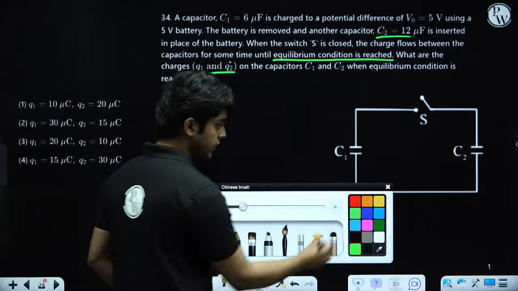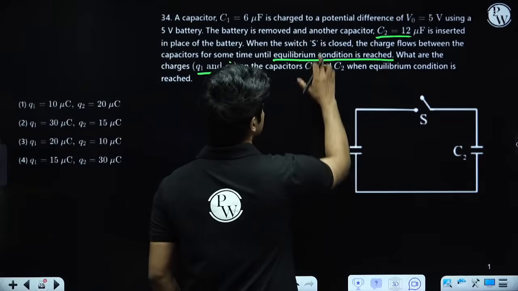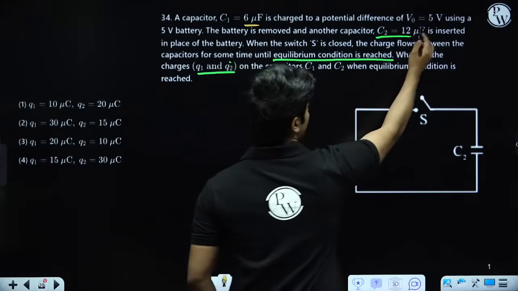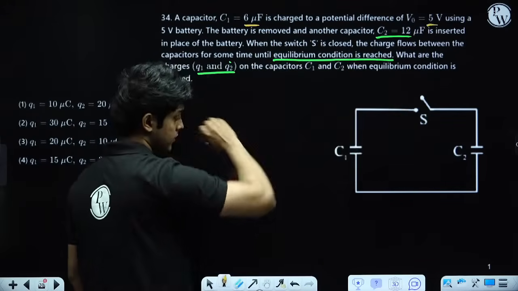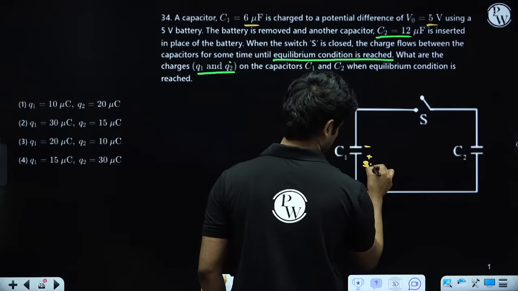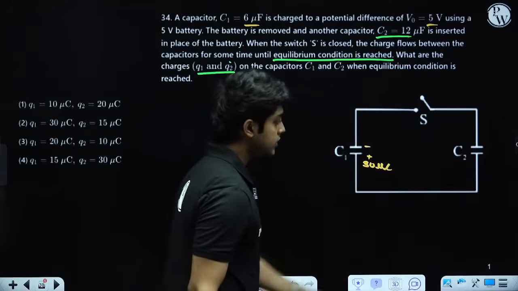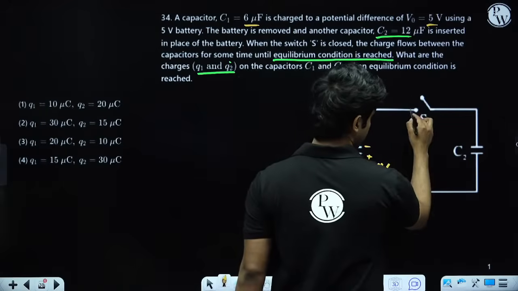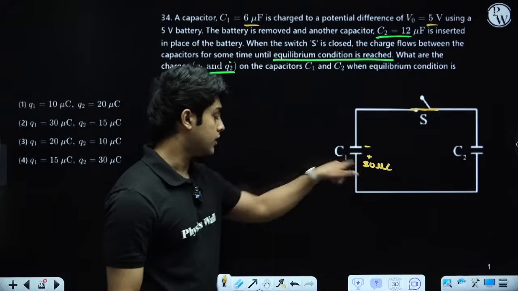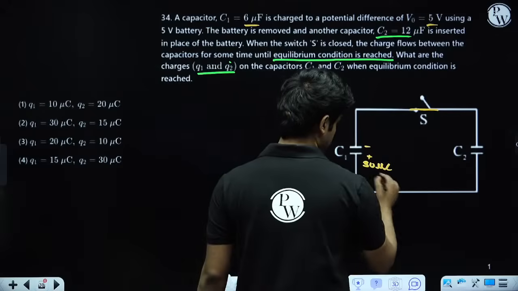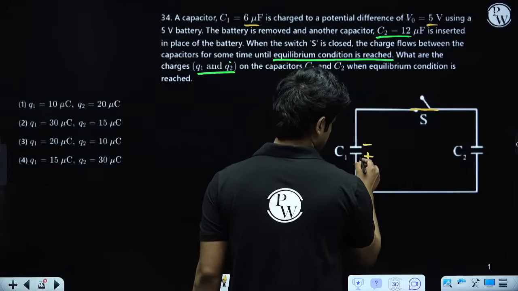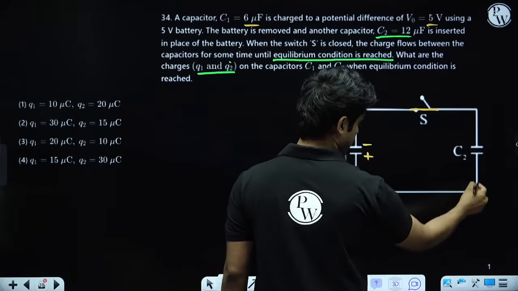So the starting condition is this C1 is charged. C1's capacitance is 6, voltage is 5, so 6 5s are 30. So C1 has a charge of 30 microcoulomb before starting. C2 is uncharged, and now we close this switch. Now they will rearrange their charges. If I look at the positive plate and the negative plate, some charge Q will flow from the positive plate to the positive plate of C2.